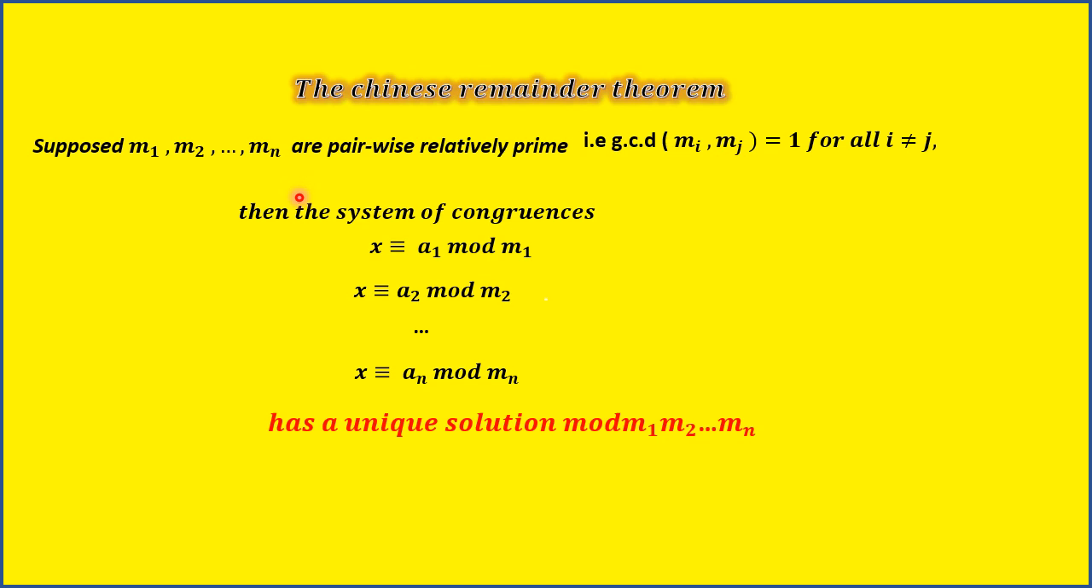If this condition does not hold, you cannot use the theorem directly. Now if that holds, then the system of congruence equations like this has a unique solution modulo m1, m2, all the way to mn.